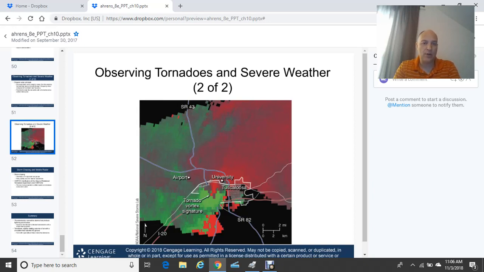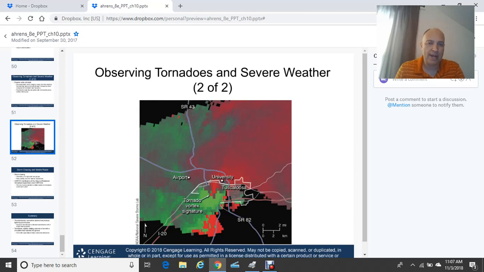I don't know the year of this image, but it may have been one of those super outbreaks I was alluding to earlier, 2011 I think it was, when Alabama really got hit hard with a bunch of tornadoes, and they were very intense tornadoes. This is an example of a tornado vortex signature on a velocity product.